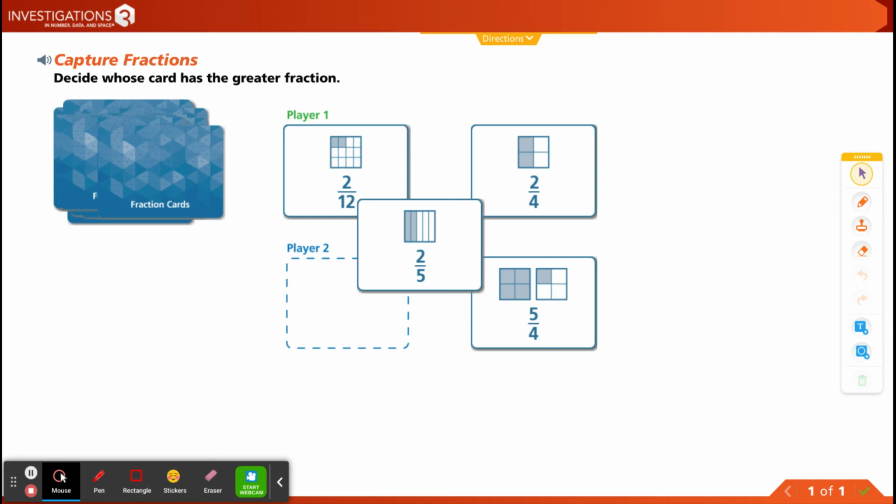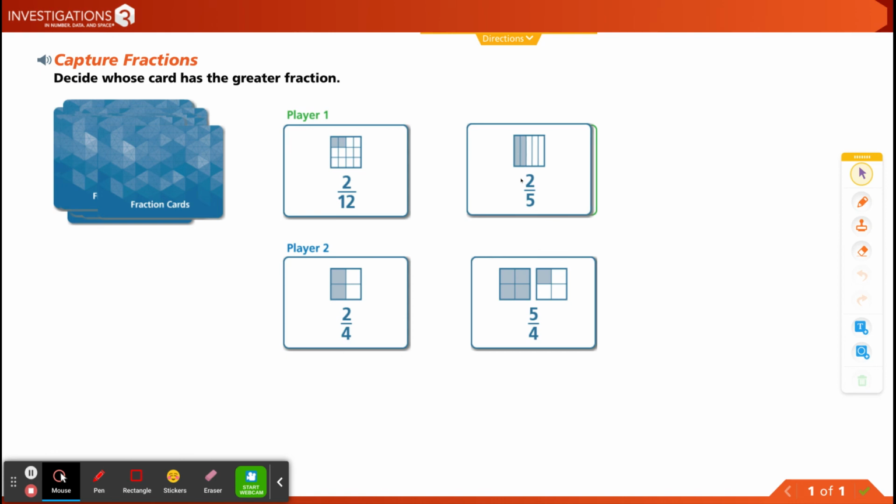Well, if there are 5 pieces and I get 2 of them, that's what 2/5 means, 5 pieces, and you get 2. 2/5, that's not even half of the fifths. That's less than half of the fifths. So 2/5 is less than 2/4, because if I had 5 pieces and only got 2 of them, I didn't quite get half. So I think I'm going to move my 2/4 down here and my 2/5 up here.